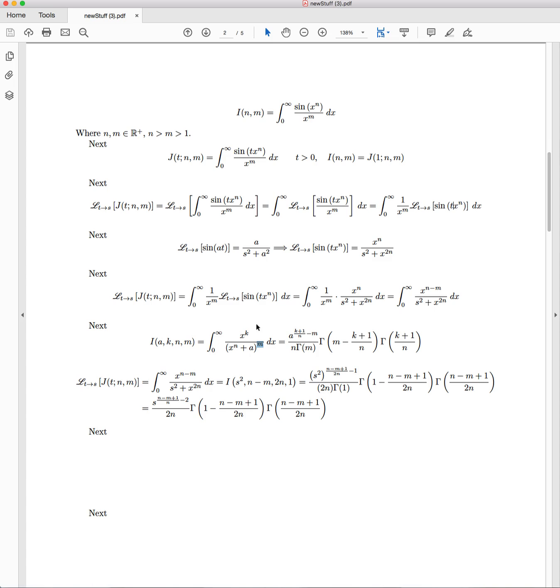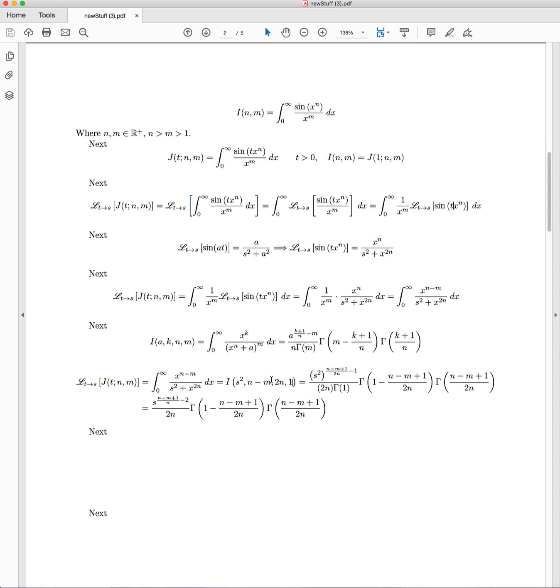So this integral that we have here is just one case of this integral. So the integral that we're dealing with is equal to, as we just went through, a is s squared, k is equal to n minus m, which is what we have here. Our n term, so x to the power of n, is x to the power of 2n, so n is equal to 2n in this case. And our m term is just equal to 1, which is what we have here. So all I've done is substitute in those values into the expression.